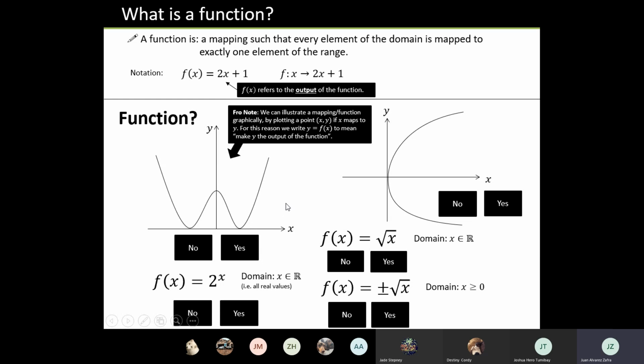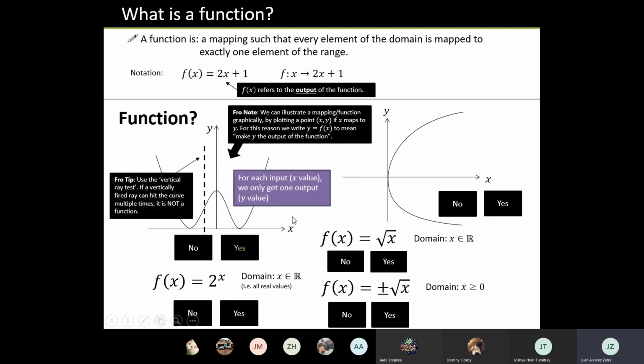Okay. So are these functions? Well, the first one, yes, it's a function. Okay. So we have that for each input value, we only get one output value. And we can see that by taking these vertical cuts or rays. And if the graph only ever is crossed once by this ray or cut, it is a function. Okay, so one input value only maps to one output value. Okay. We'll see later how to use the horizontal rays. So the next one is 2 to the x, a function. Yes, it is a function.